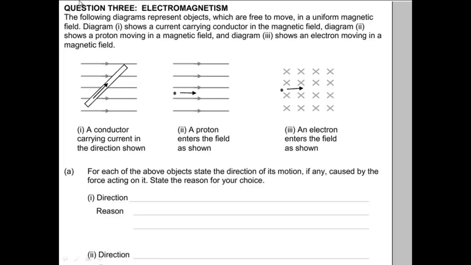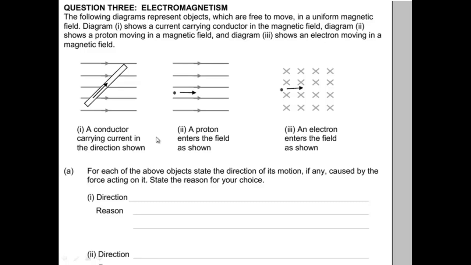Question 3a. The following diagrams represent objects which are free to move in a uniform magnetic field. Diagram A shows a current carrying conductor in a magnetic field. For each of the above objects, state the direction of its motion, if any, caused by the force acting on it, and state the reason for your choice.